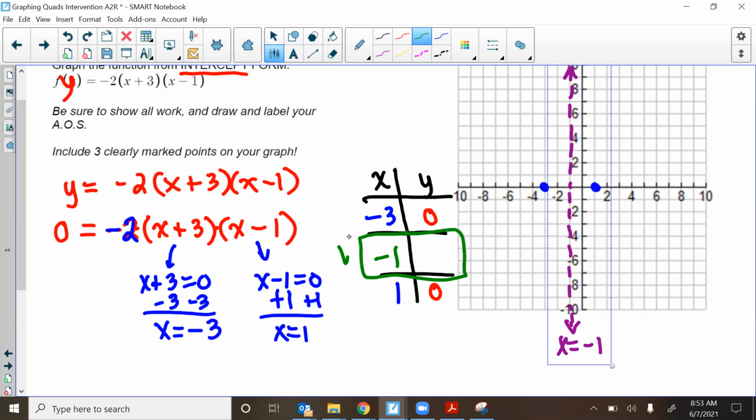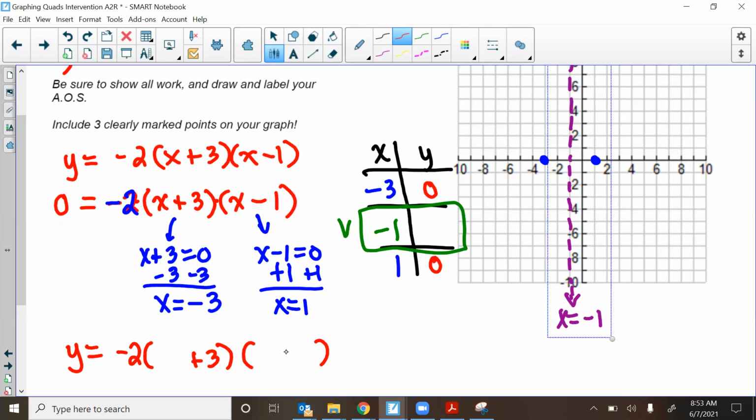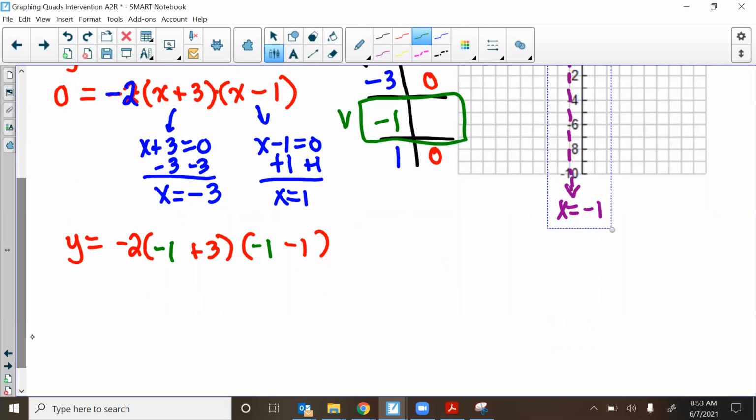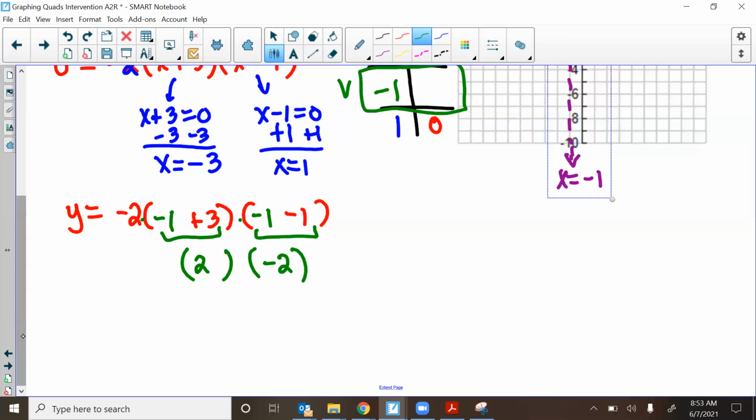This middle part is going to be my vertex. And so now I have to say, well, what's the y value when I put -1 in for x? So instead of putting an x, I will put -1 in place of x. And now when I figure out what's in the parentheses, because I'm following the order of operations, these two numbers should be opposites of each other. And they should be how far away the axis of symmetry is from each of my x-intercepts. So then I have -2 times +2 times -2.